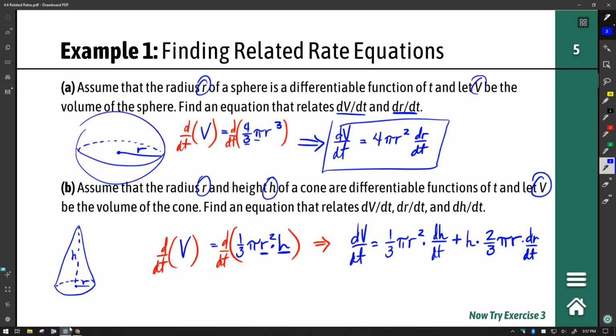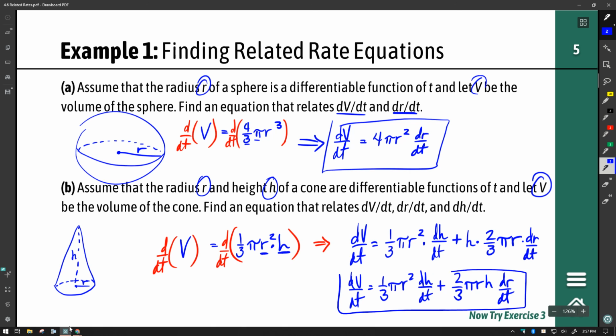So we probably want to clean that up. We've got dV/dt equals 1/3 pi r squared dh/dt plus 2/3 pi r h dr/dt. And there's our answer for part B.